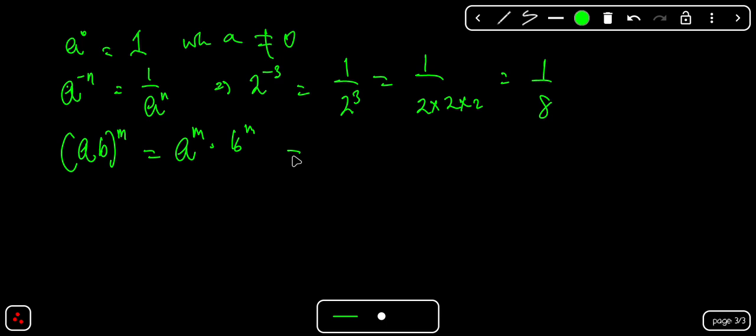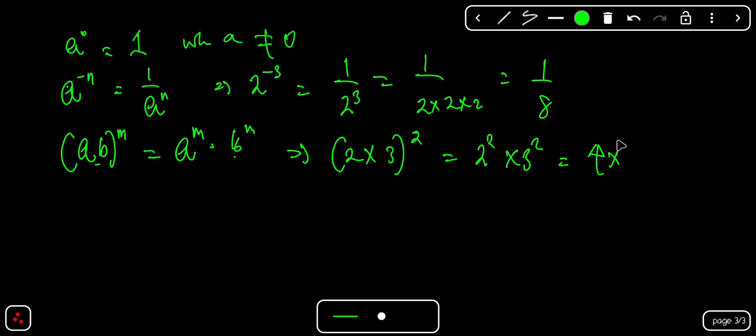Okay, so let's say we have 2 multiplied by 3, all raised to the power of 2. So this means we have 2 raised to the power of 2 multiplied by 3 raised to the power of 2 if we apply this particular law. And 2 raised to the power of 2 will give us 4, 3 raised to the power of 2 will give us 9, and we have 36 as our answer.